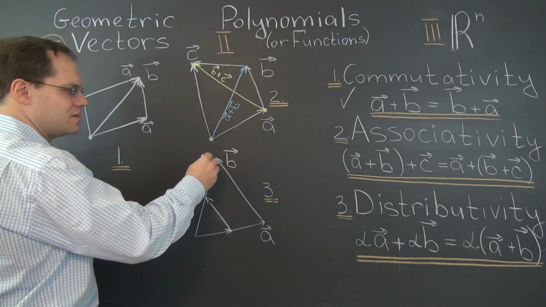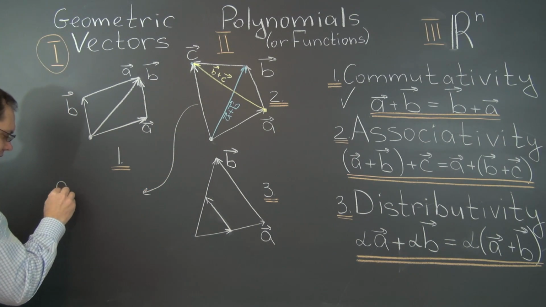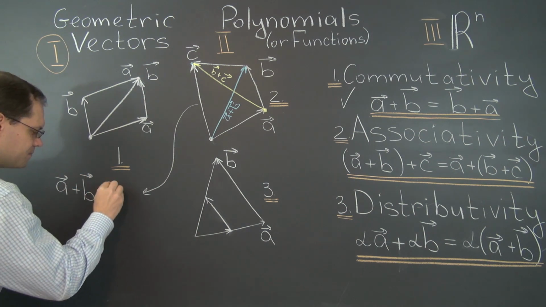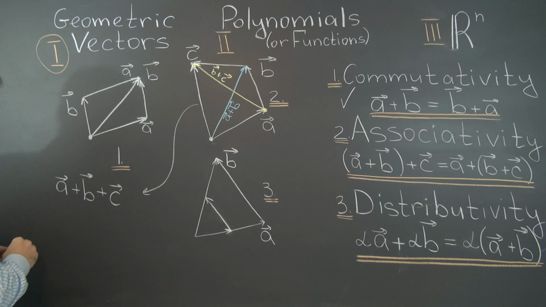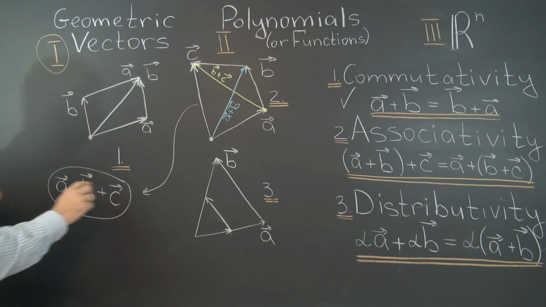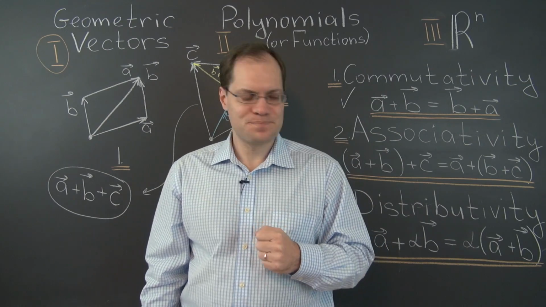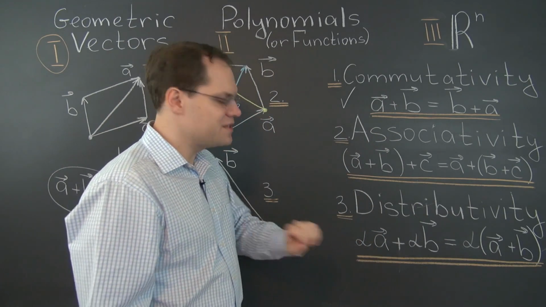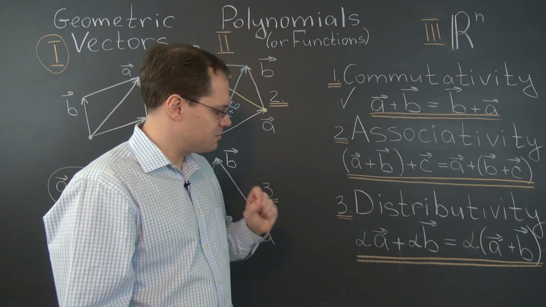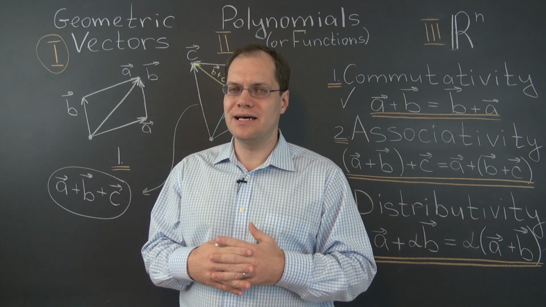So we can drop the parentheses altogether and call this vector right here simply a plus b plus c. And it's very important to realize that it's associativity that allows us to write expressions like this. So associativity has been taken care of. So let's move on now to the most sophisticated of the three properties, distributivity. And I'm saying that it's the most sophisticated because it combines addition with multiplication by numbers.